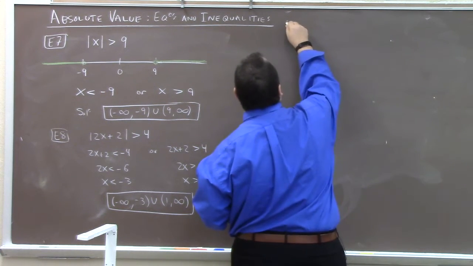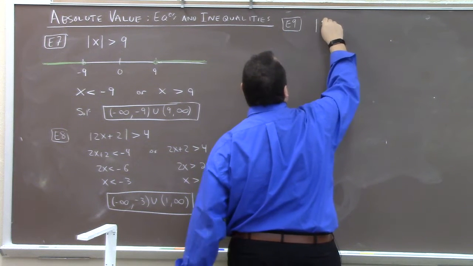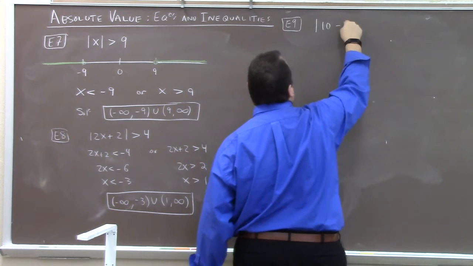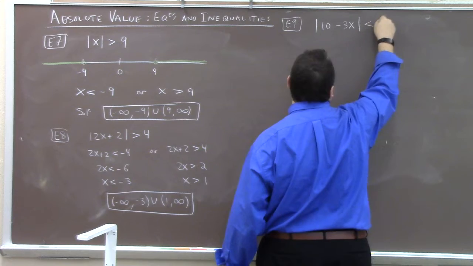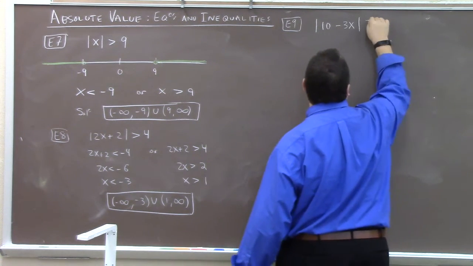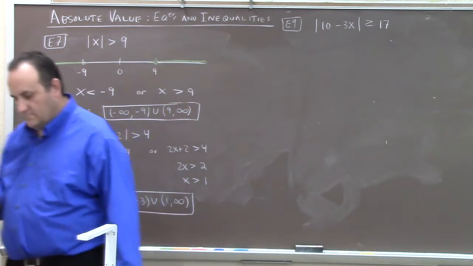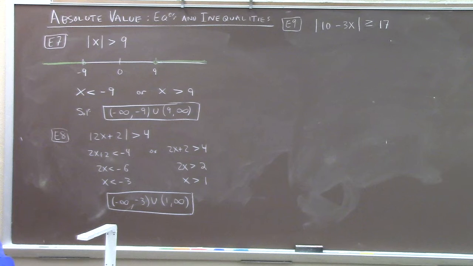Example 9, absolute value of 10 minus 3x less than 17. Excuse me, greater than or equal to 17. There we go. How should we solve this?